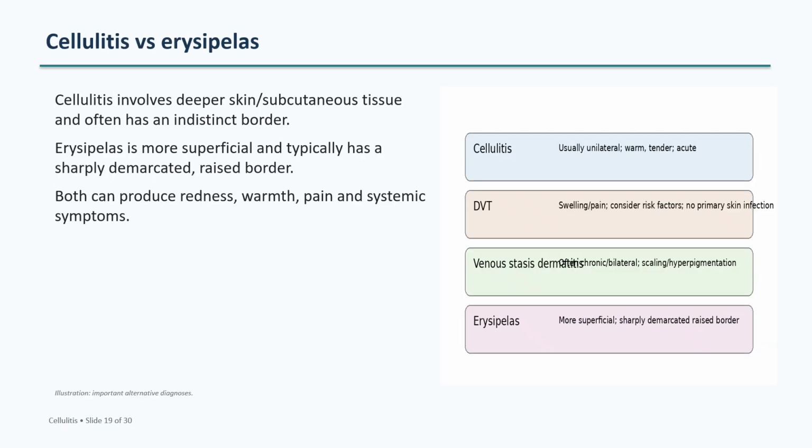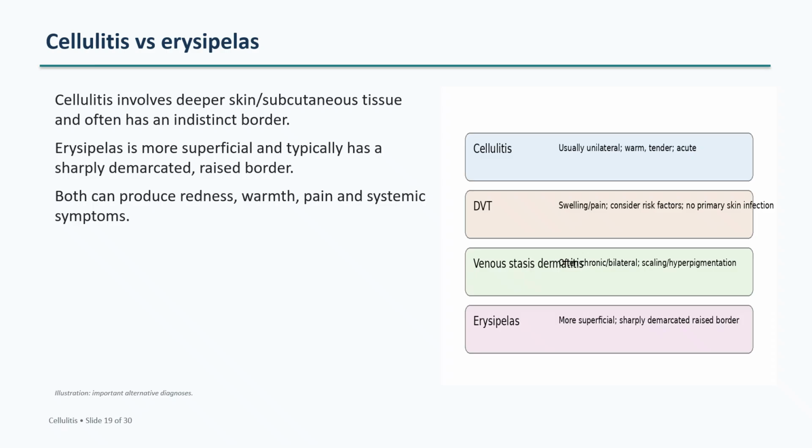Cellulitis involves deeper skin and subcutaneous tissue, and it often has an indistinct border. Whereas erysipelas is more superficial and typically has sharp, demarcated, raised borders. Both can produce redness, warmth, pain, and systemic symptoms. So cellulitis usually develops unilaterally. It will produce warmth and tenderness, and it is acute in condition. Whereas in DVT we will also have swelling and pain. Consider risk factors. No primary infection is seen in this condition.